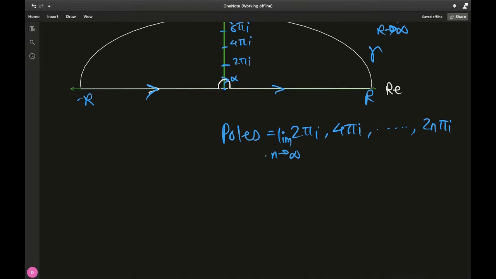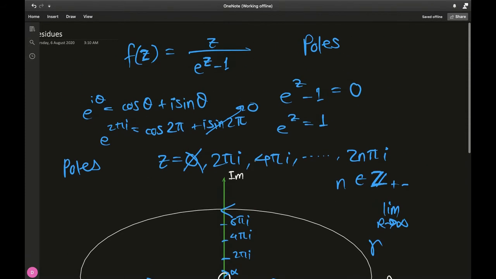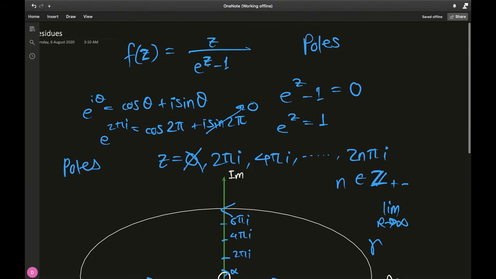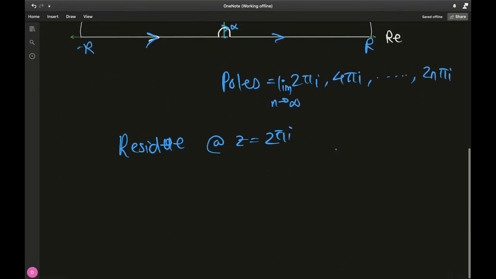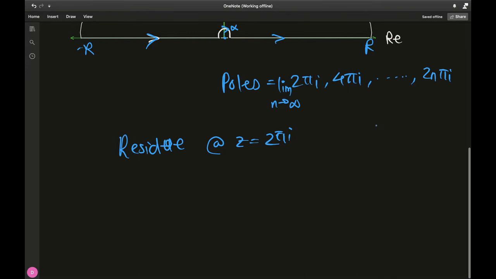Now what we're going to do is find the residue at each of those points. So let's take 2 pi i. The residue at z equals 2 pi i. Noticing it's a simple pole, because if you differentiate the denominator, you'll have e to the z, plugging in 2 pi i, e to the 0, which is 1, which is not equal to 0. That basically tells us that it's a simple pole.